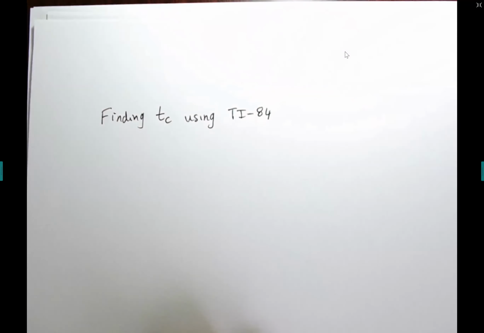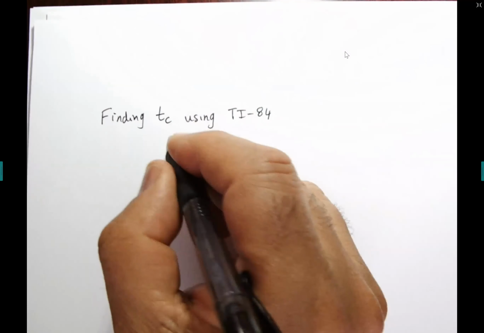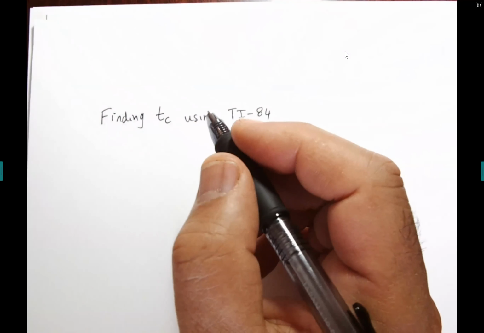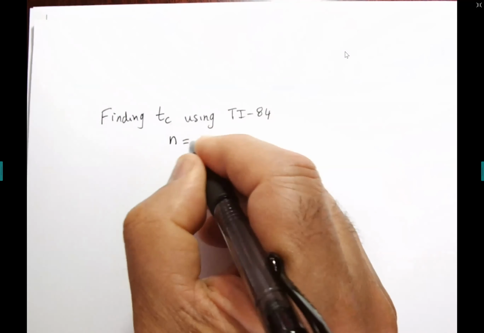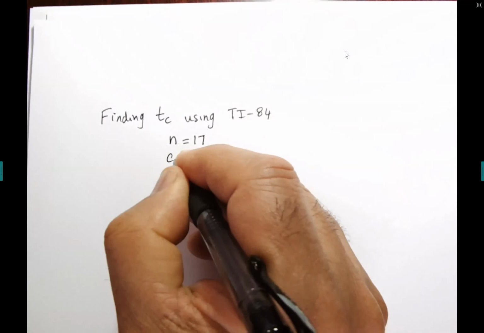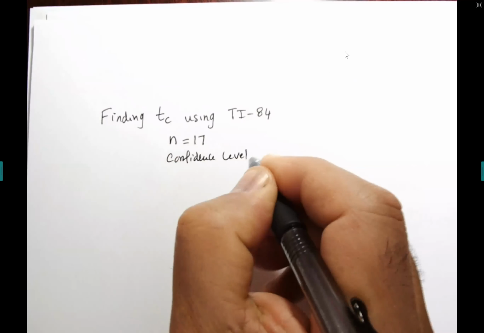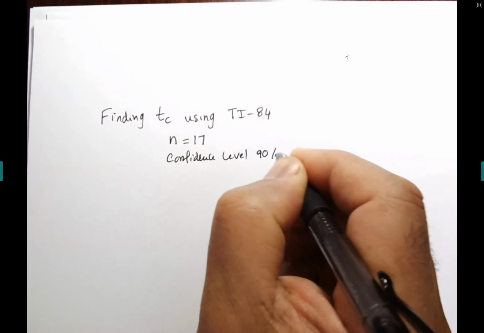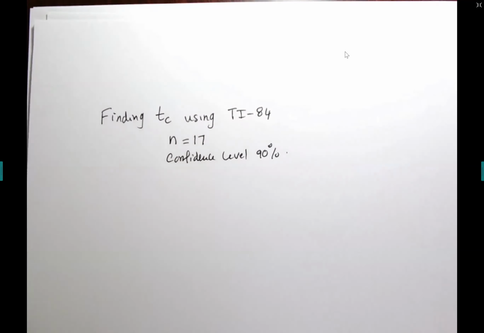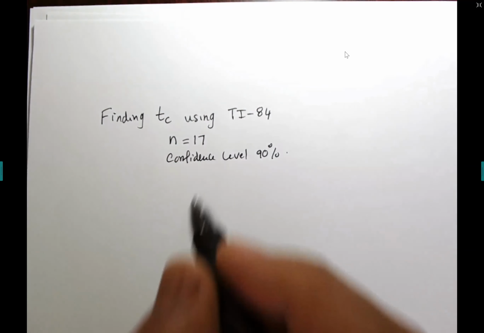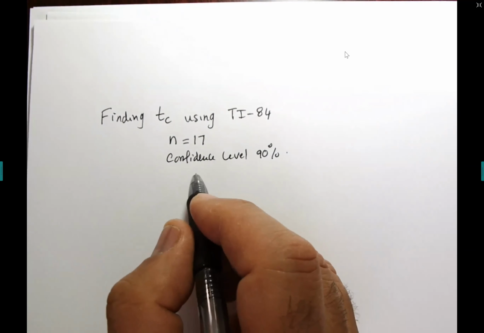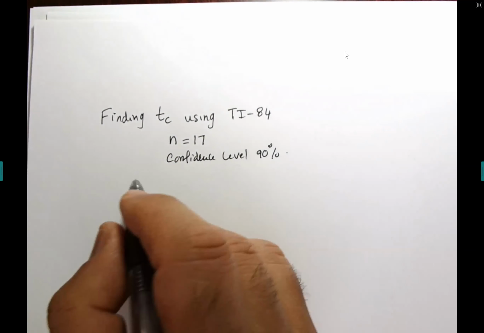Okay, watch. Let's say he gives me N to be 17 and confidence level to be 90%. And here's how you find TC. Just like we did yesterday for the Z interval, do you guys still remember what we did?